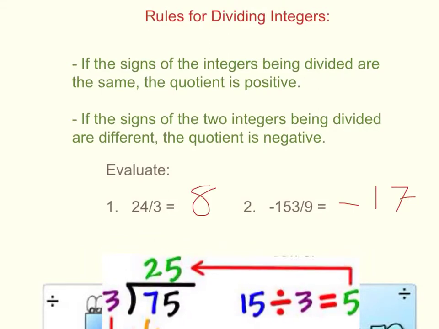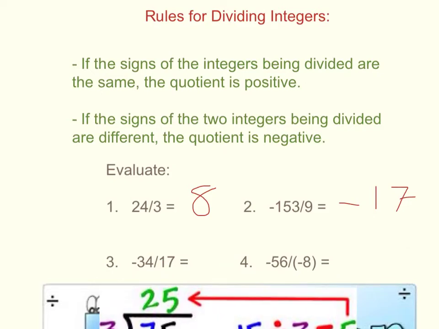Now take a moment to pause the video, try the next two examples on your own, and record the first two examples in your notes. For the third example, the signs are different, so the answer is negative. 34 divided by 17 is 2. Therefore, negative 34 divided by 17 is negative 2. For example 4, the signs are the same, they're both negative, so our answer will be positive. Negative 56 divided by negative 8 is positive 7.